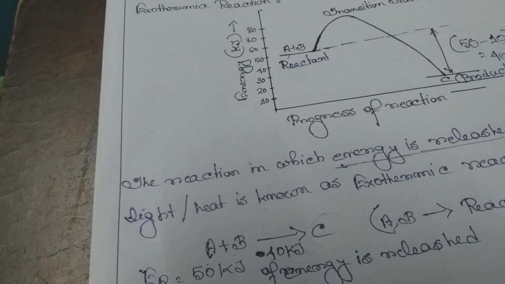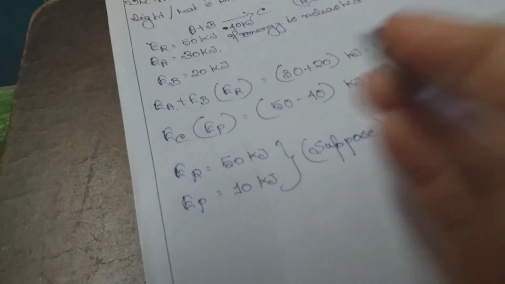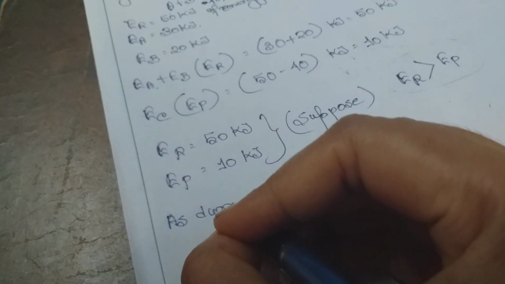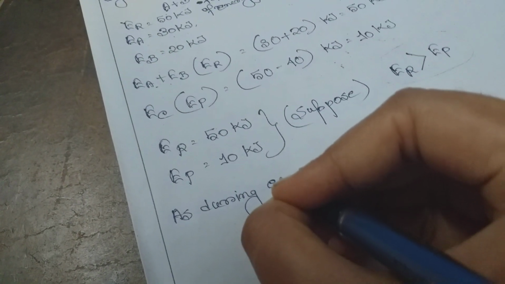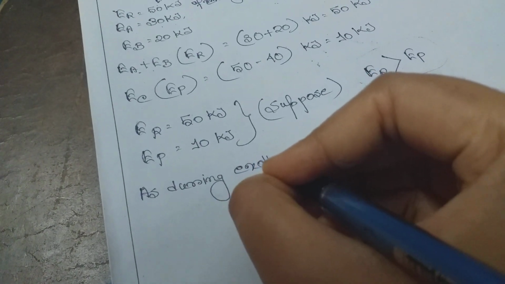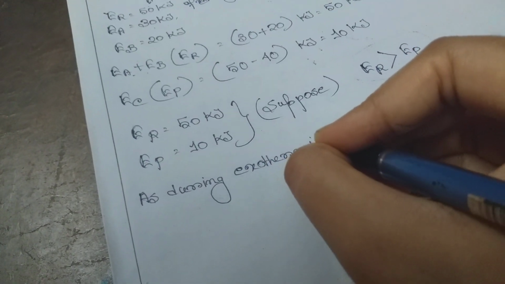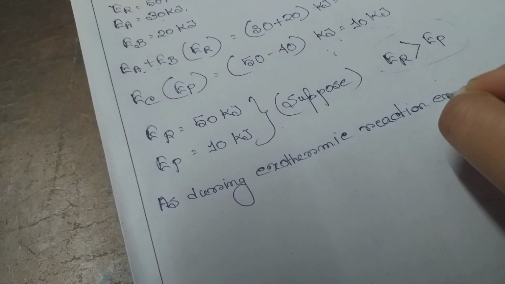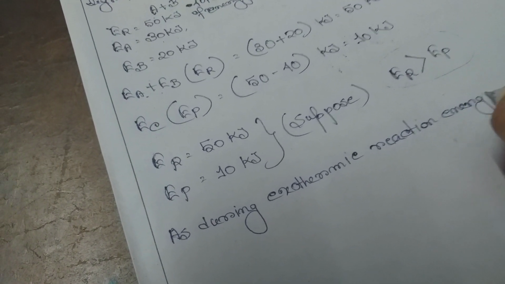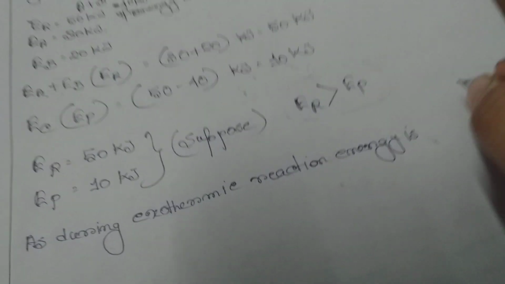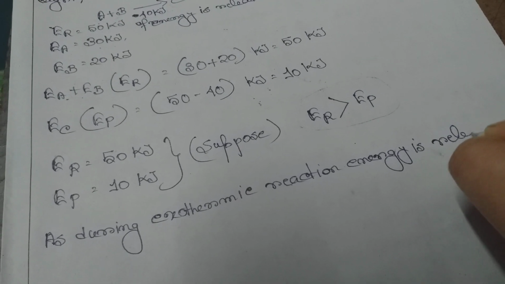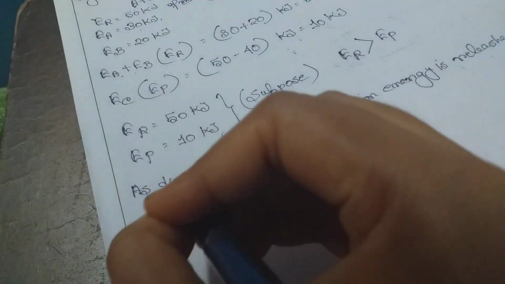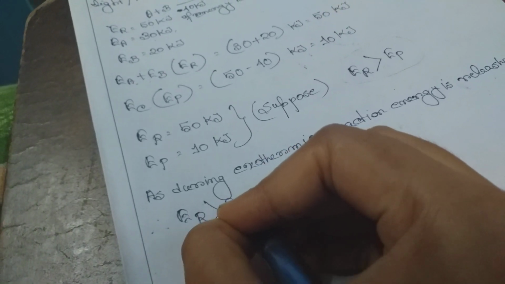Why is the reactant in higher energy? As during exothermic reaction, energy is released, therefore the energy of reactant is higher than that of the energy of product.